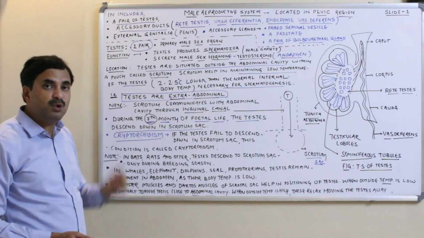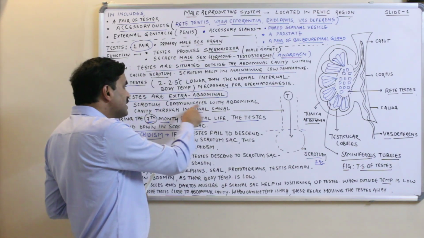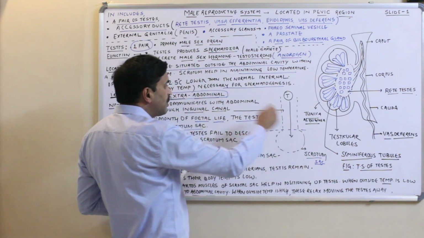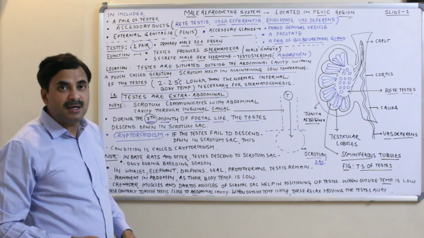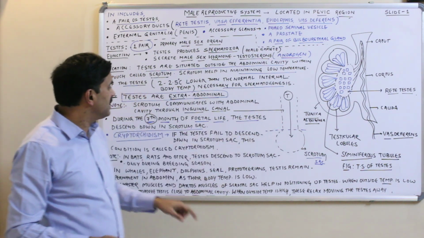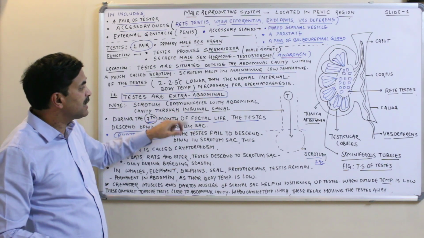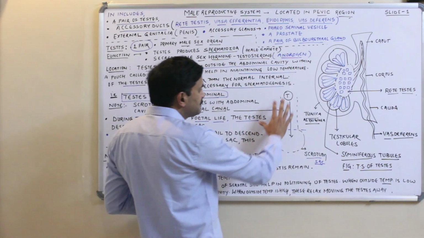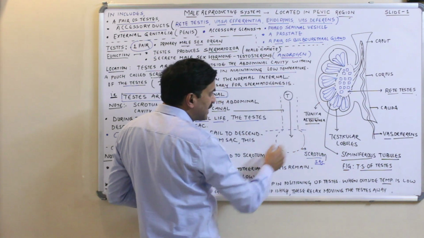And one more thing, the scrotum, which is a pouch-like structure, communicates with the abdominal cavity. It is in communication with the abdominal cavity through which canal? So it is in connection with the inguinal canal. Try to understand it. This is the abdominal cavity, and this is the scrotum sac.